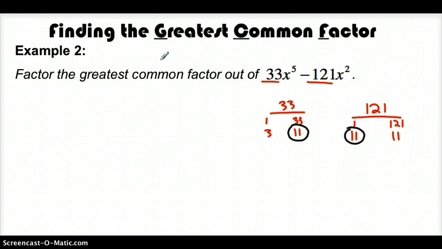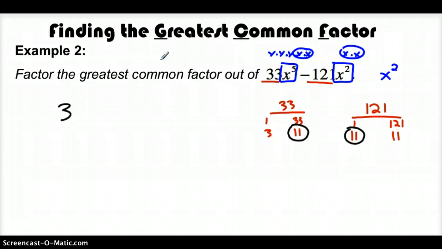Now again, we look at our x's and ask, how many x's do we have in common? This is 5 x's, 1, 2, 3, 4, 5, and this is 2. So they only actually have 2 in common, and so we're also going to take out an x squared. I'm going to rewrite my problem here so I have some room to work with: 33x to the 5th minus 121x squared. I'm going to take out our magic number of 11, and I'm also going to take out an x squared, because they have 2 x's in common.